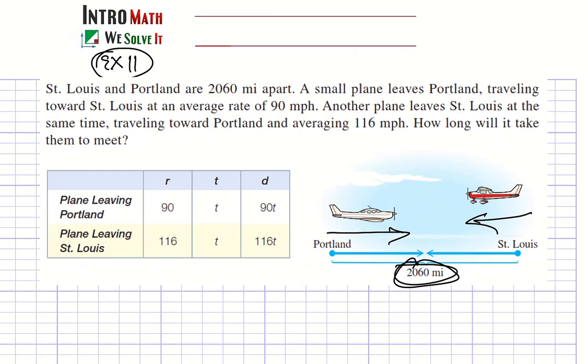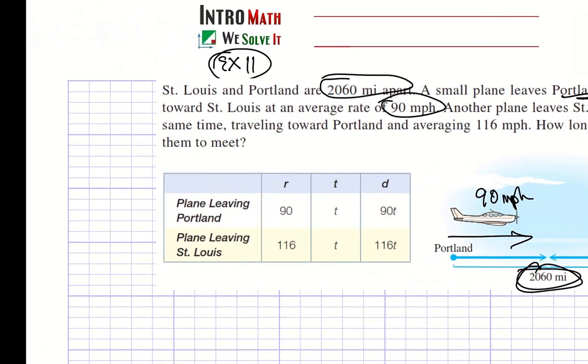Okay, the plane leaving Portland. Let me read this. St. Louis and Portland are 2,060 miles apart. A small plane leaves Portland, traveling towards St. Louis. That one is going 90 miles an hour, okay? And the one that leaves St. Louis at the same time, traveling towards Portland, travels at 116 miles per hour, okay?